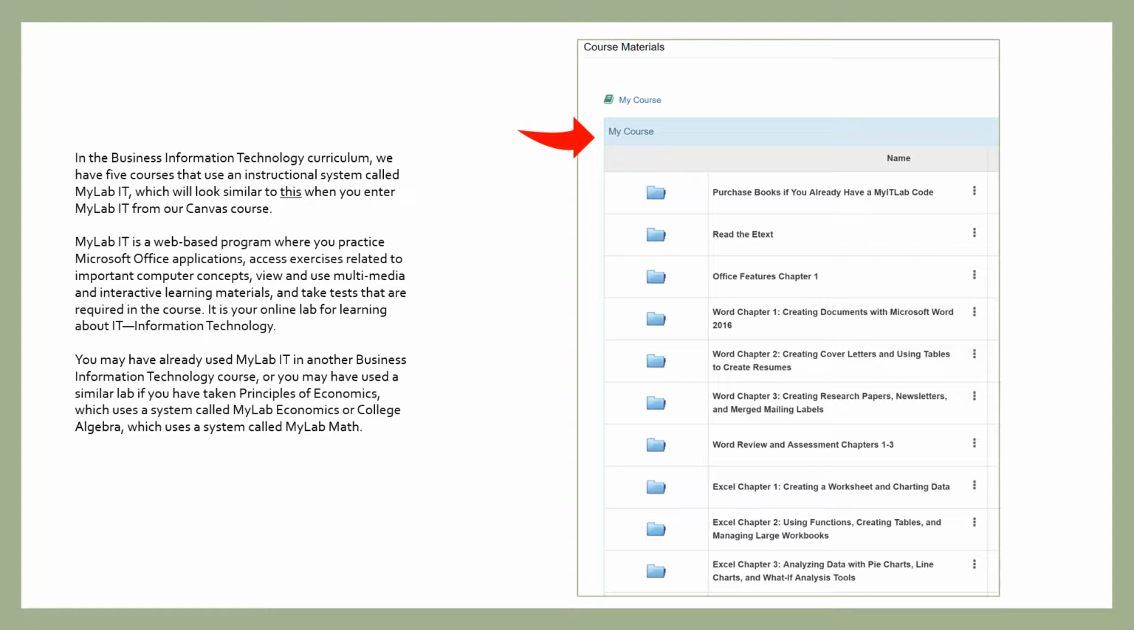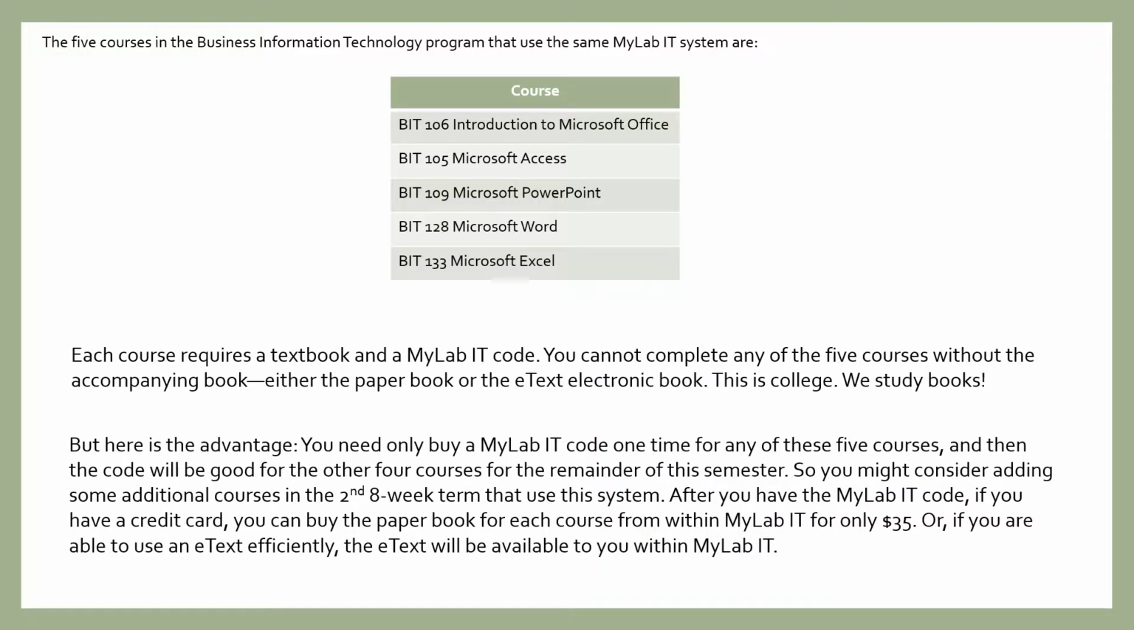You may have already used MyLab IT in another business information technology course, or you may have used a similar lab if you have taken Principles of Economics, which uses MyLab Economics, or College Algebra, which uses a system called MyLab Math. The 5 courses in the Business Information Technology program that use the same MyLab IT system are BIT 106 Intro to Microsoft Office, BIT 105 Access, BIT 109 PowerPoint, BIT 128 Word, and BIT 133 Excel.